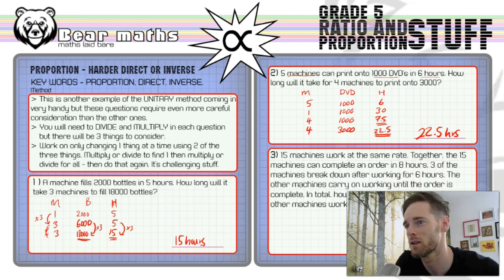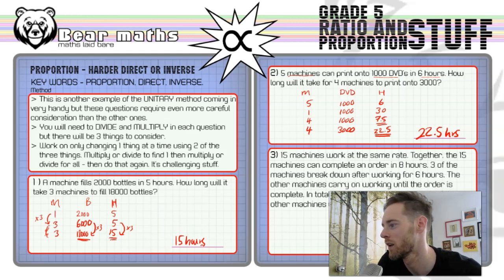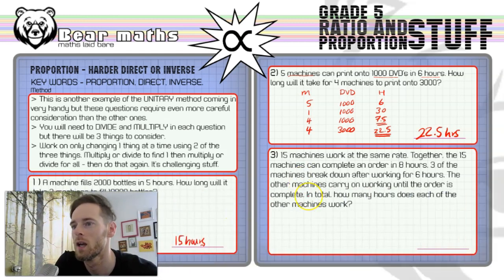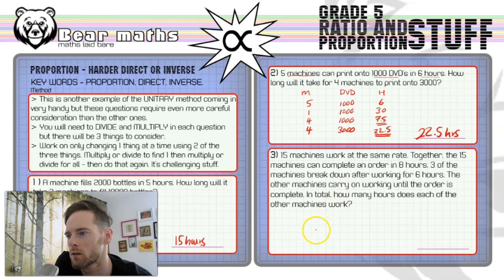All right, dreading this one. I hate doing these questions, but I'm doing it for you anyway. So in the third question, we've got 15 machines that work at the same rate. Together, the 15 machines can complete an order in 8 hours. 3 of the machines break down after working for 6 hours. The other machines carry on working until the order is complete. In total, how many hours does each of the other machines work?